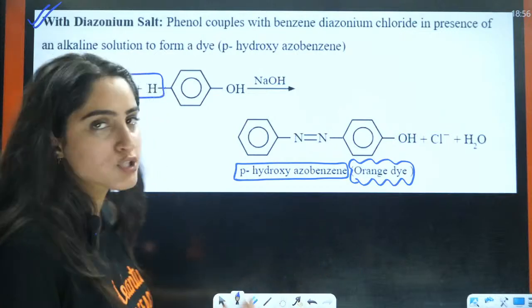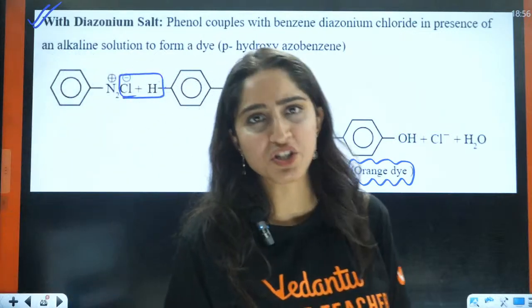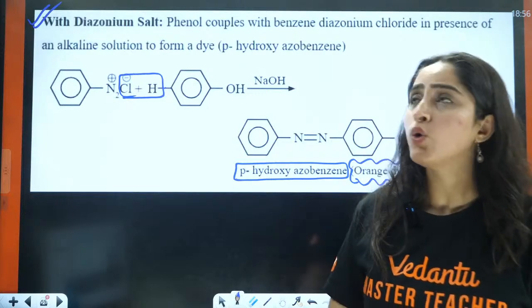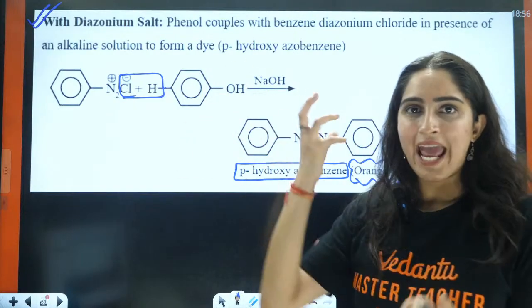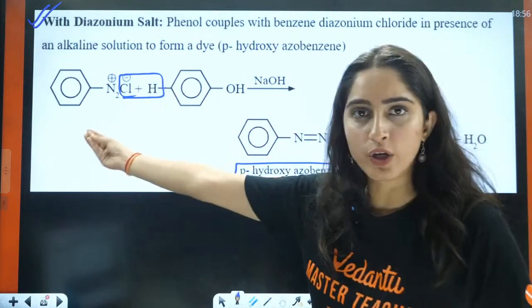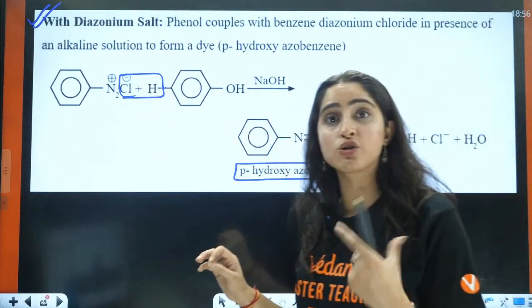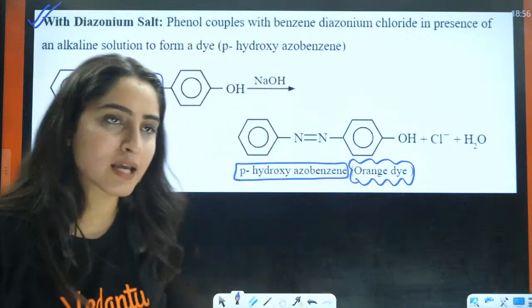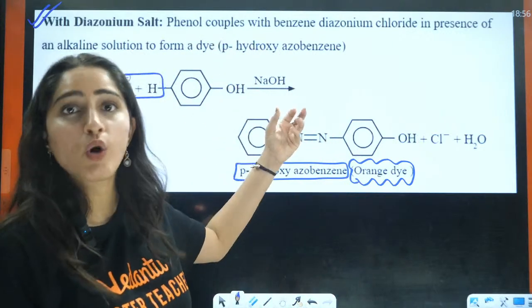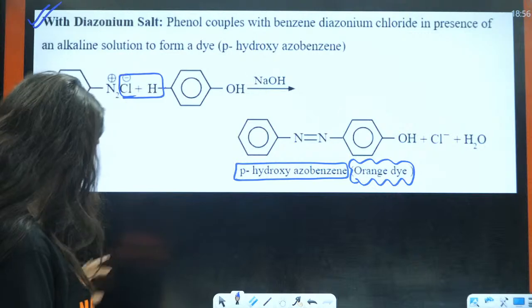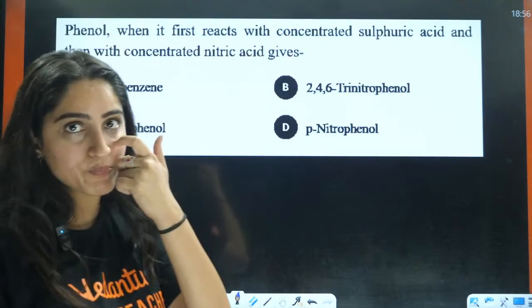It is also a test by which you can distinguish what you have. If you react any X solution with diazonium chloride, what will happen? If it is giving you an azo dye which is orange in color, then you can say that the compound was phenol, right? So here also you can test for the phenolic group, right?